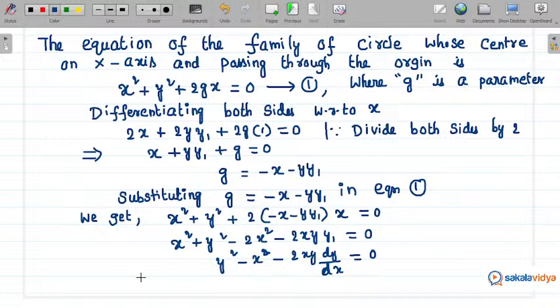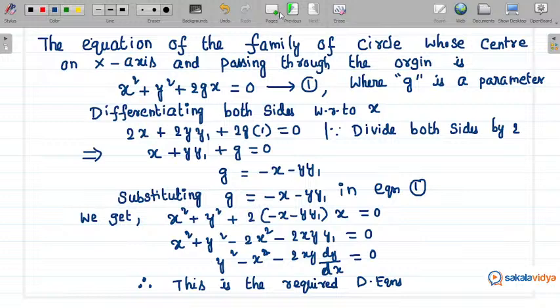Therefore, this is the required differential equation. If you have any doubt, you can chat with me. I hope you might have understood well.